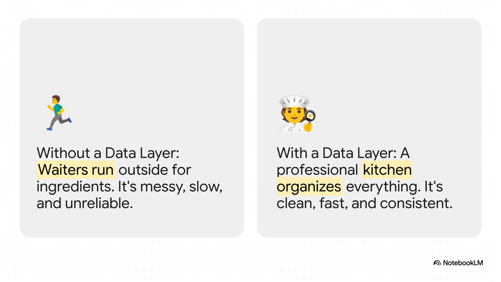An app without a data layer, it's like a restaurant with no kitchen at all. The waiters are just frantically running outside to different stores for every single order. It's slow, it's messy, and it's totally unreliable. But with a data layer, suddenly you have a professional kitchen. Everything has its place, there's a system, and the result is a perfect dish every single time.